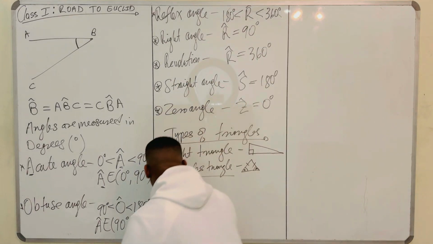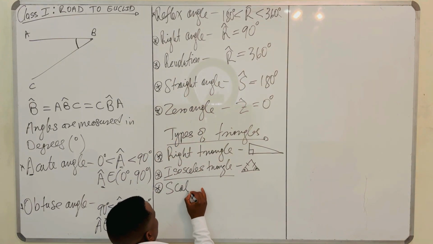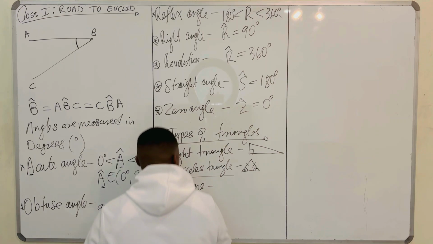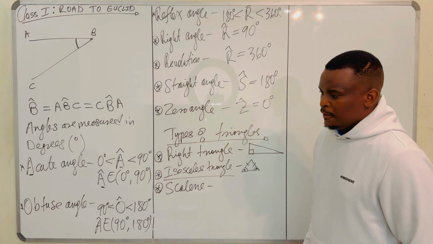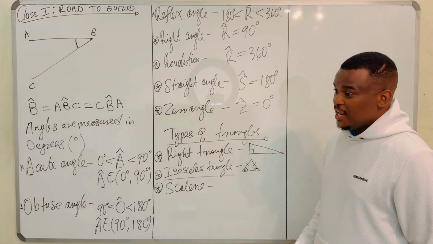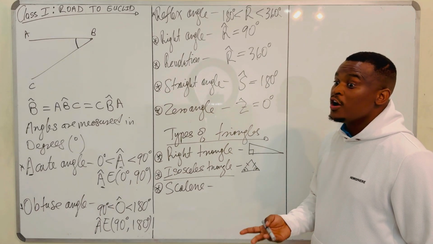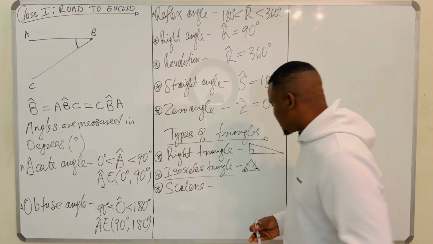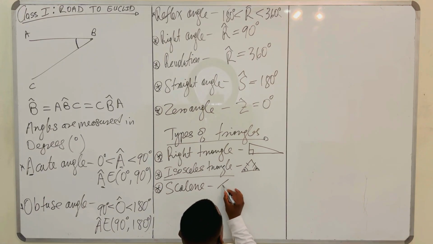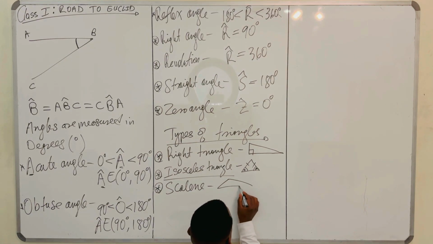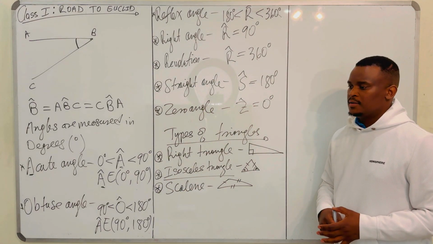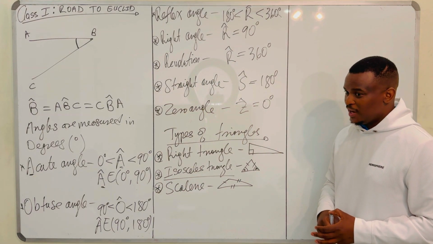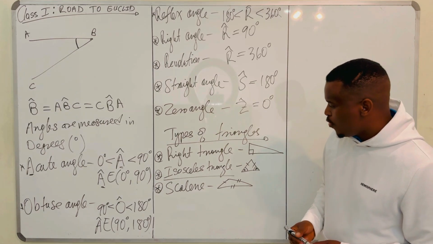Scalene. Okay, scalene. What is a scalene triangle? A triangle where all sides are not equal, and all angles are not equal as well. So we have a scalene that looks like this. You can see that all these sides are not equal. Same thing with the angles, they are not equal as well. Are we happy so far? What else do we have?